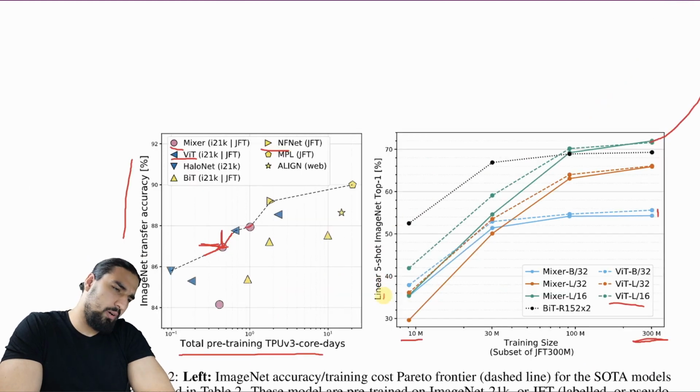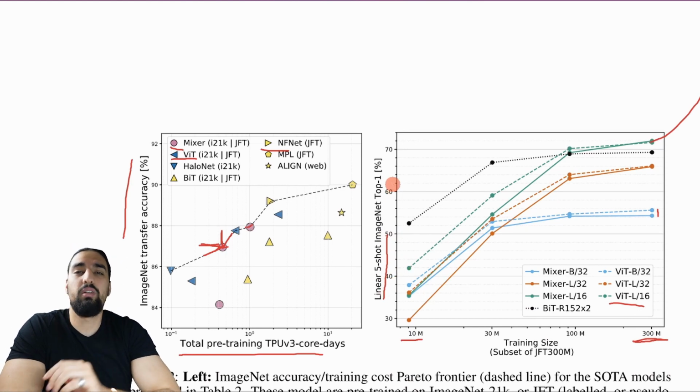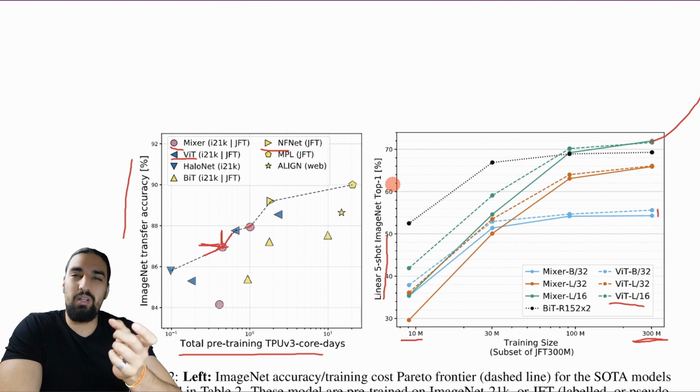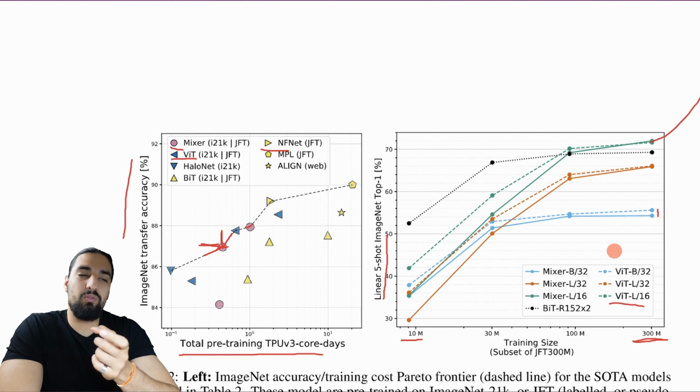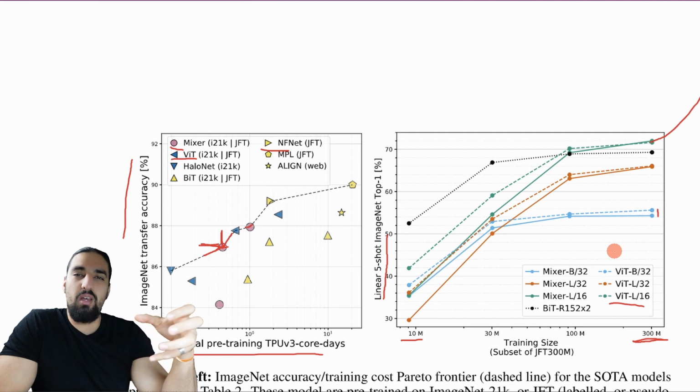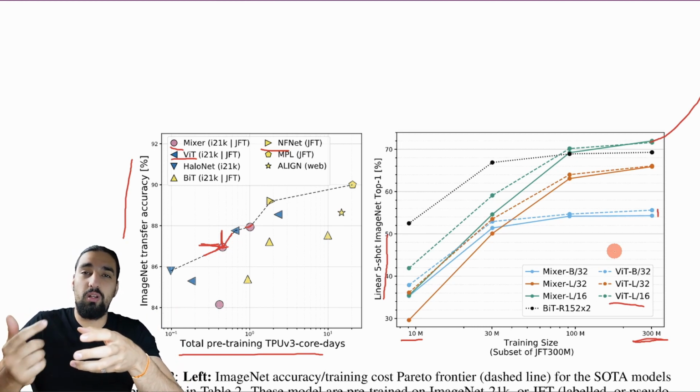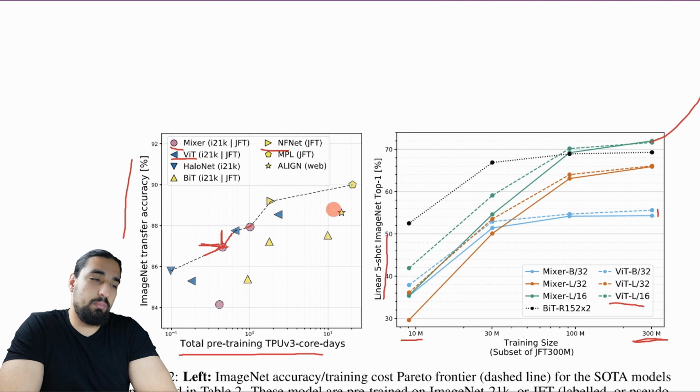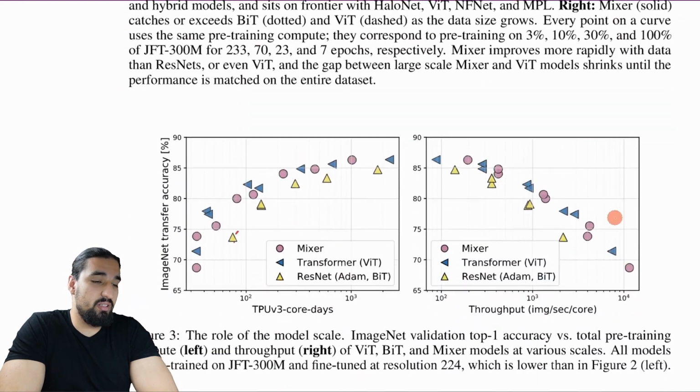I haven't mentioned this part, and it's just an implementation detail. The reason they use this linear 5-shot ImageNet top 1 instead of just ImageNet top 1 is because it was really compute intensive, even for Google Brain, to fine-tune all of these models. So as a proxy, they froze the weights that come from the images, trained a small linear classifier on top of it, and used that as a proxy to fine-tuning. But just an implementation detail. The main takeaway here is that it seems that MLPs have even greater potential than vision transformers, and that's exciting.